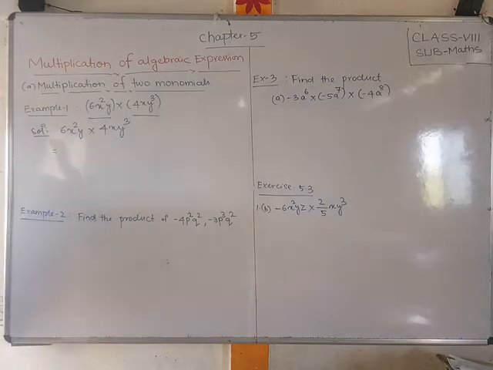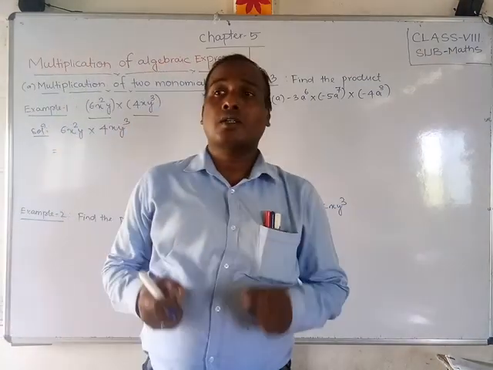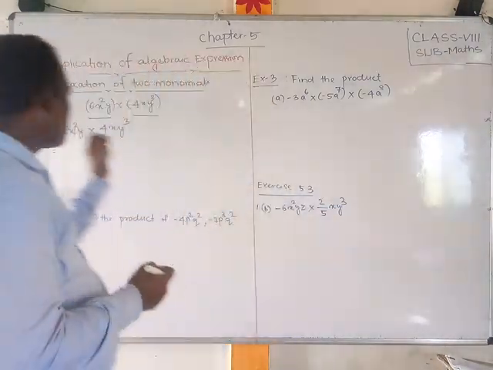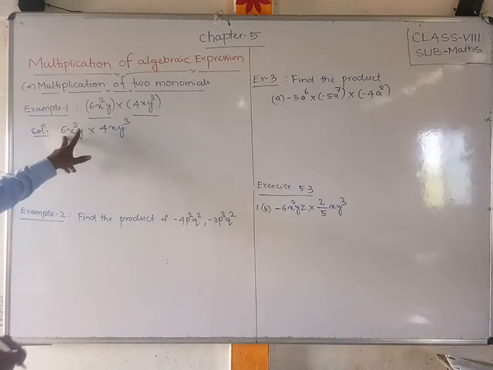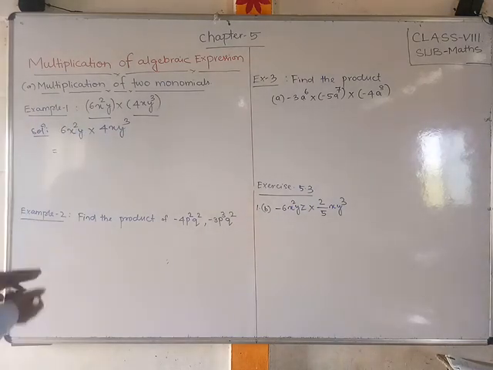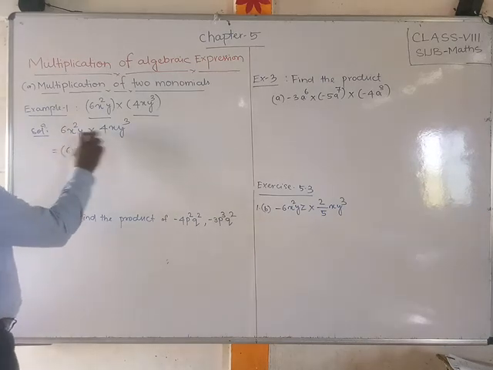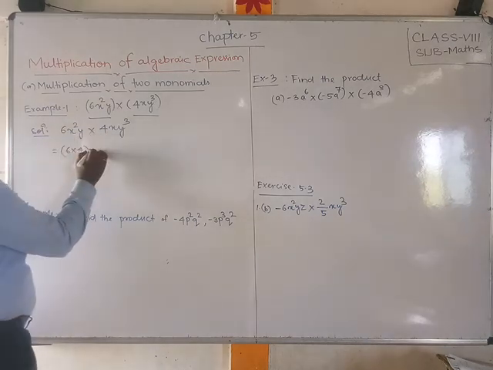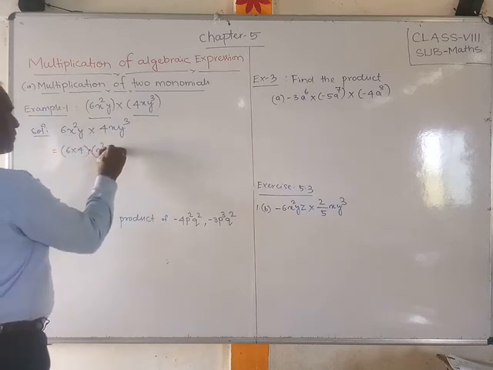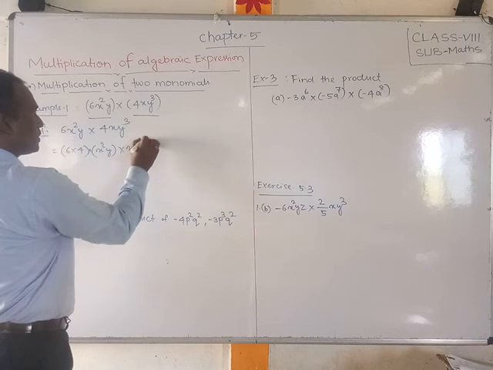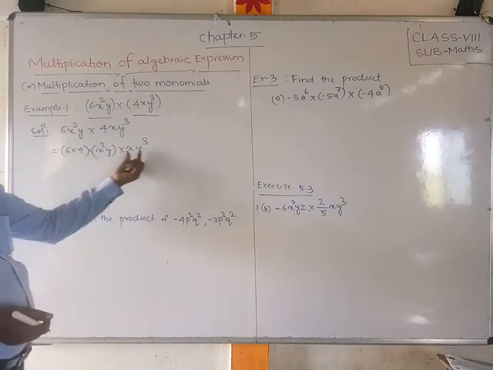What did I tell you, students? First you should multiply the constant factors. 6 is one constant factor and 4 is another constant factor. So first we separate the constant factors and multiply 6 into 4. Then the remaining is x square y into x y cube. So the remaining terms, the variable factors, I have written here.